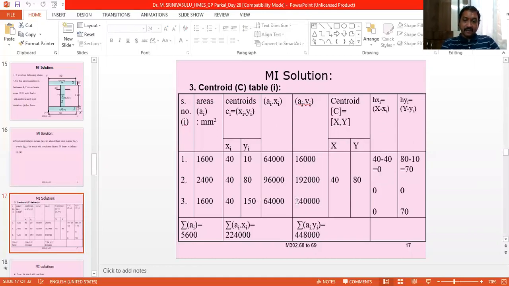And the term A into y is equal to this term. Now we have to find out the algebraic sum of the areas multiplied with the x coordinates, and the algebraic sum of the areas multiplied with the y. That is sigma ai into xi, which is equal to 224,000, and the algebraic sum of A into y is equal to 448,000. Now we know the value of the centroid.